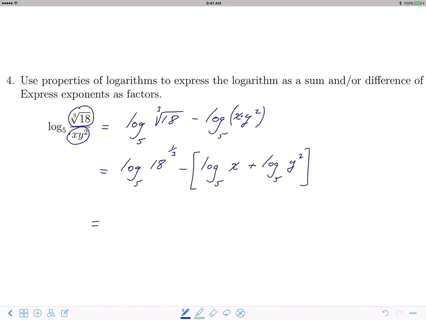Now, we're going to do two things. First, we're going to distribute the minus sign, and we're going to use the power rule to bring these exponents as factors. So we would get 1/3 log base 5 of 18 minus log base 5 of x plus 2 log base 5 of y. Now we made a mistake. This is a common error, forgetting to distribute the minus sign. This minus sign needs to distribute. And that's the final answer.